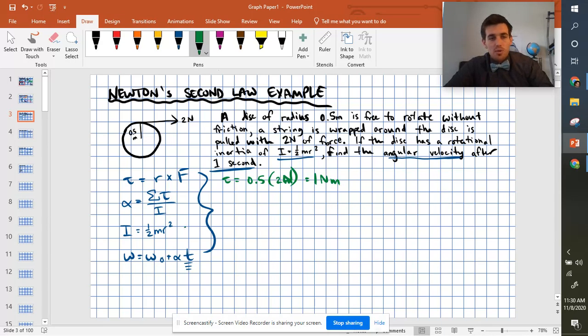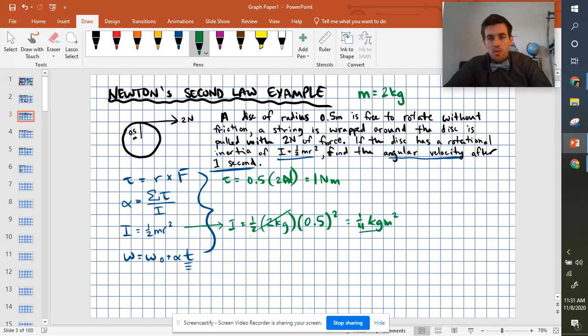Then we can figure out the rotational inertia. The rotational inertia I equals 1/2 times the mass of the disk. Oh man, there's no mass of the disk here. All right, let's make the mass of the disk 2 kilograms. That's my mistake. So the mass of the disk is 2 kilograms times r squared. The radius is 0.5 squared. So 1/2 times 2 becomes 1, and this is 1/4 kilogram meter squared.